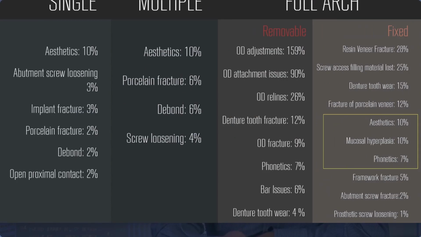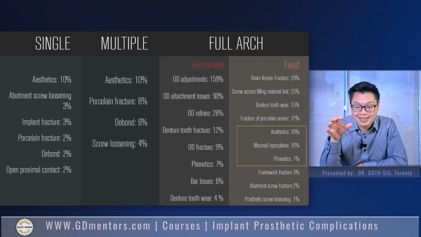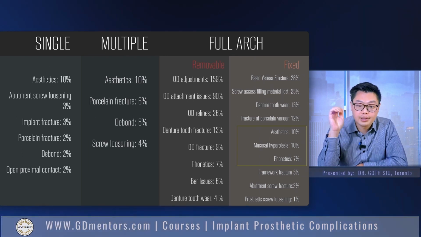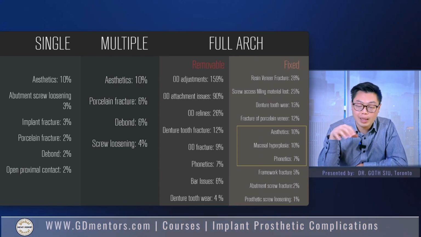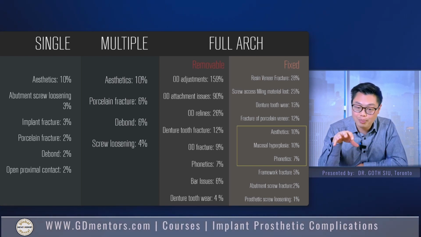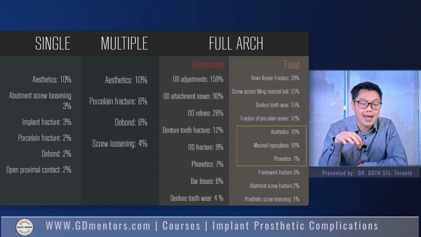So moving on is the aesthetic complications that are reported, which is similar to the single and multiple, around 10%, right? And I'm gonna lump aesthetics and phonetics and soft tissue hyperplasia and soft tissue issues all together, because it really depends on how the process is designed. And if it's designed properly, you can really minimize all three of these things.